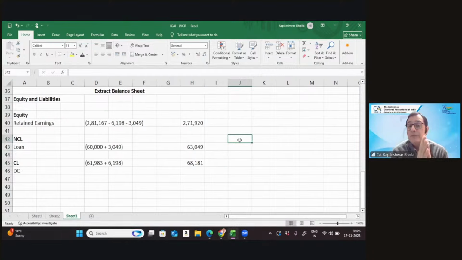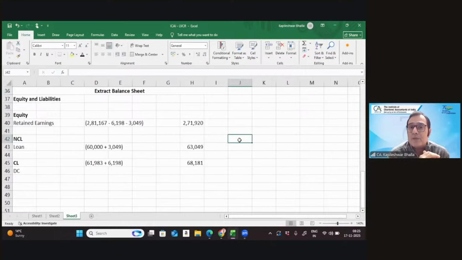Wonderful. So now you can beautifully see the double effect. The rectification gives you a beautiful double effect. So you can see the double effect of 6198: the RE gets adjusted, the DC gets adjusted. The double effect of 3049: the RE gets adjusted and the loan gets adjusted. So we know that the double effect means the balance sheet is wonderfully balanced. Wow. So I think the extract balance sheet is done.